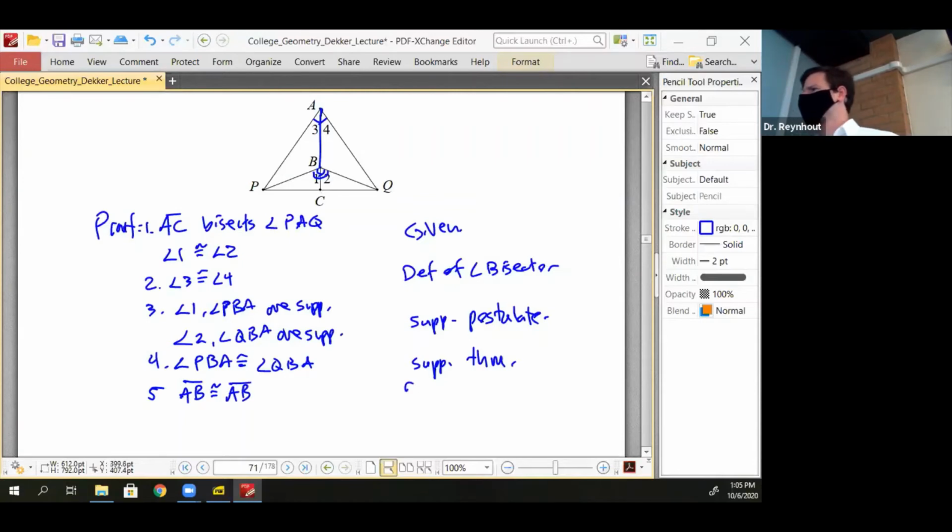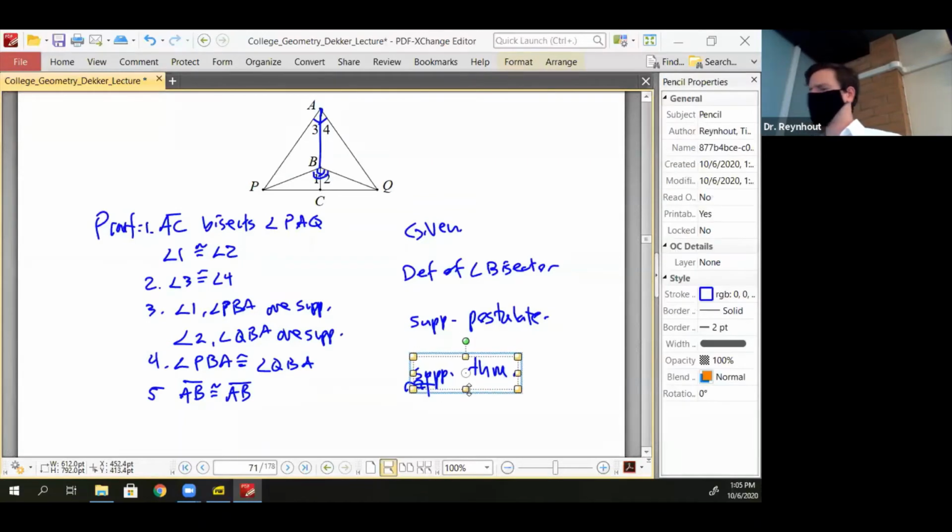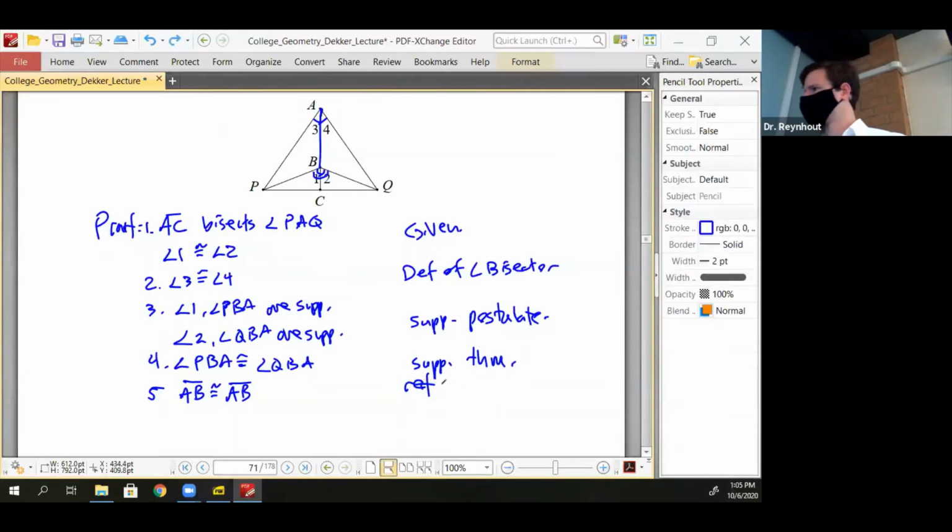And this is because of the reflexive property of congruence. Since congruence is an equivalence relation, it is reflexive, which means everything is related to itself. It is symmetric, so if AB is congruent to HI, then HI is congruent to AB, and then transitivity as well.